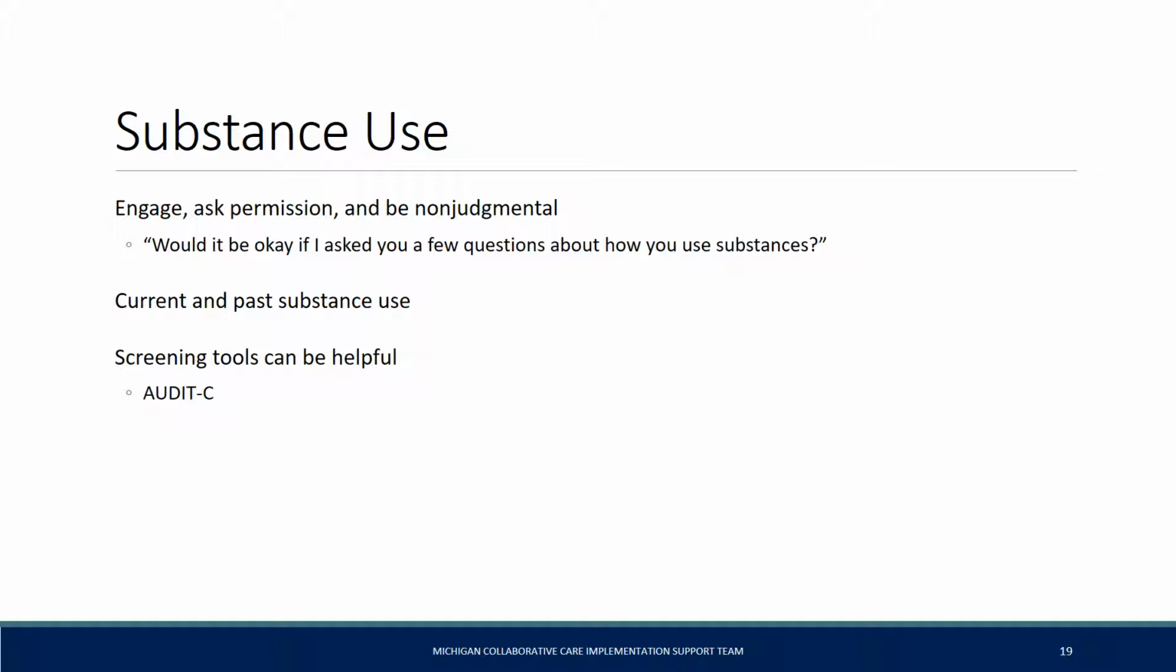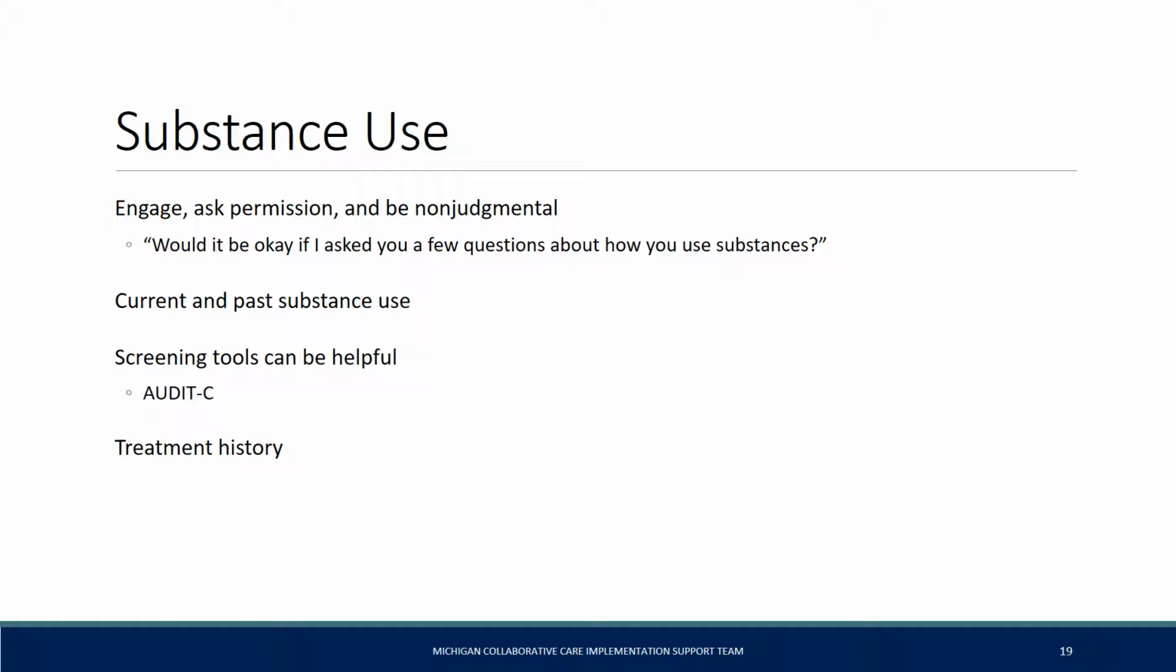And screening tools can also be helpful at times. I have mentioned the Audit C already, and that's something that we like to use to screen for alcohol use. And there are a number of other screening tools out there. Your organization may use the full Audit, for example. There's also the DAST, D-A-S-T, for screening for substance use as well. So it's really up to you what you'd like to use. But again, the Audit C is available on our website.